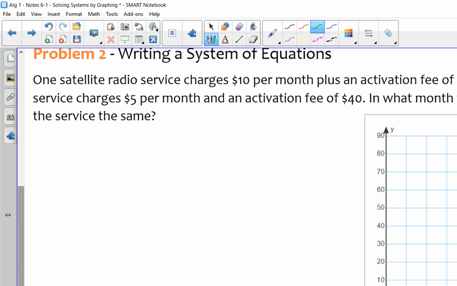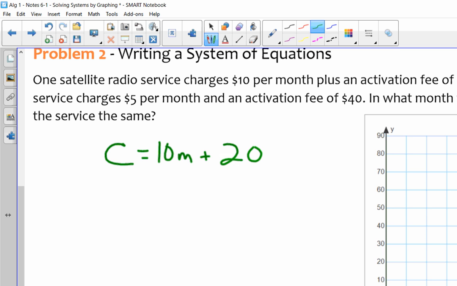Okay. So then this is kind of how we can apply it. One satellite radio service charges $10 per month plus an activation fee of $20. So I'm looking at the cost of my bill. The activation fee is where my bill starts, so that's like my b. And it's $10 per month.